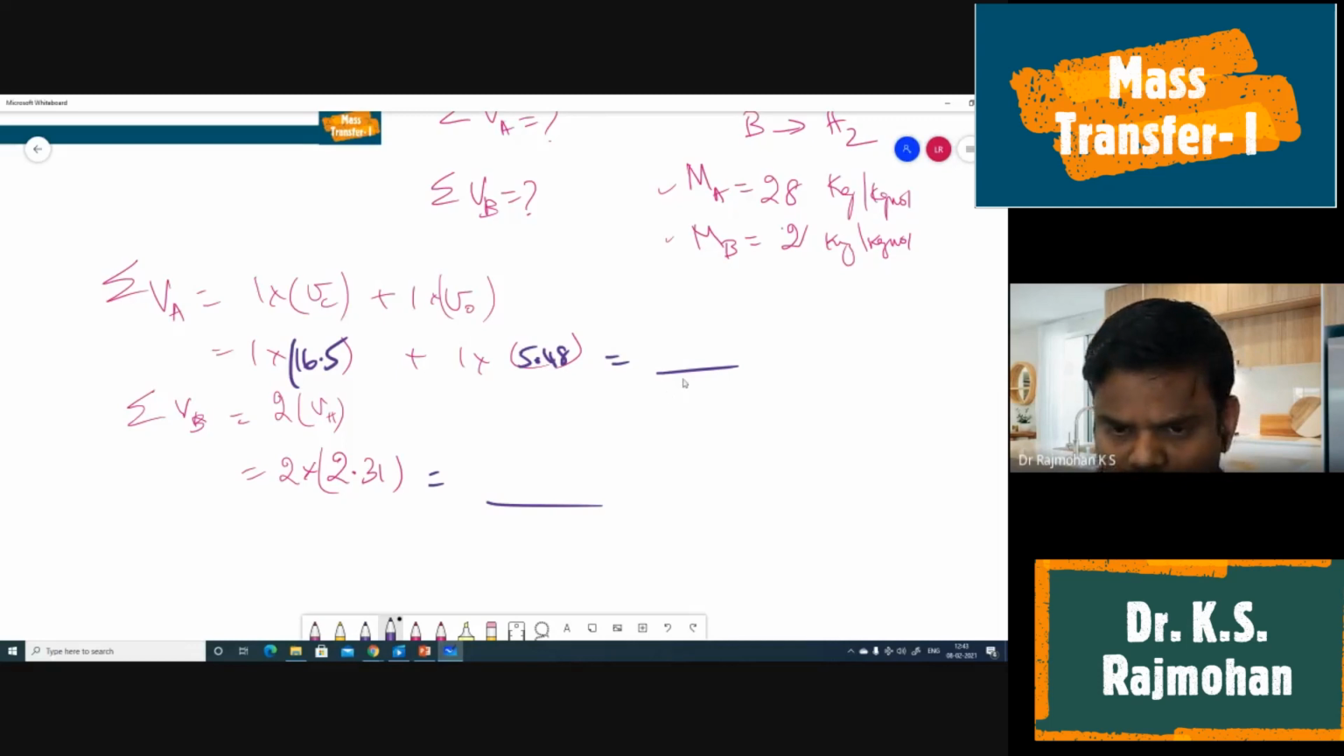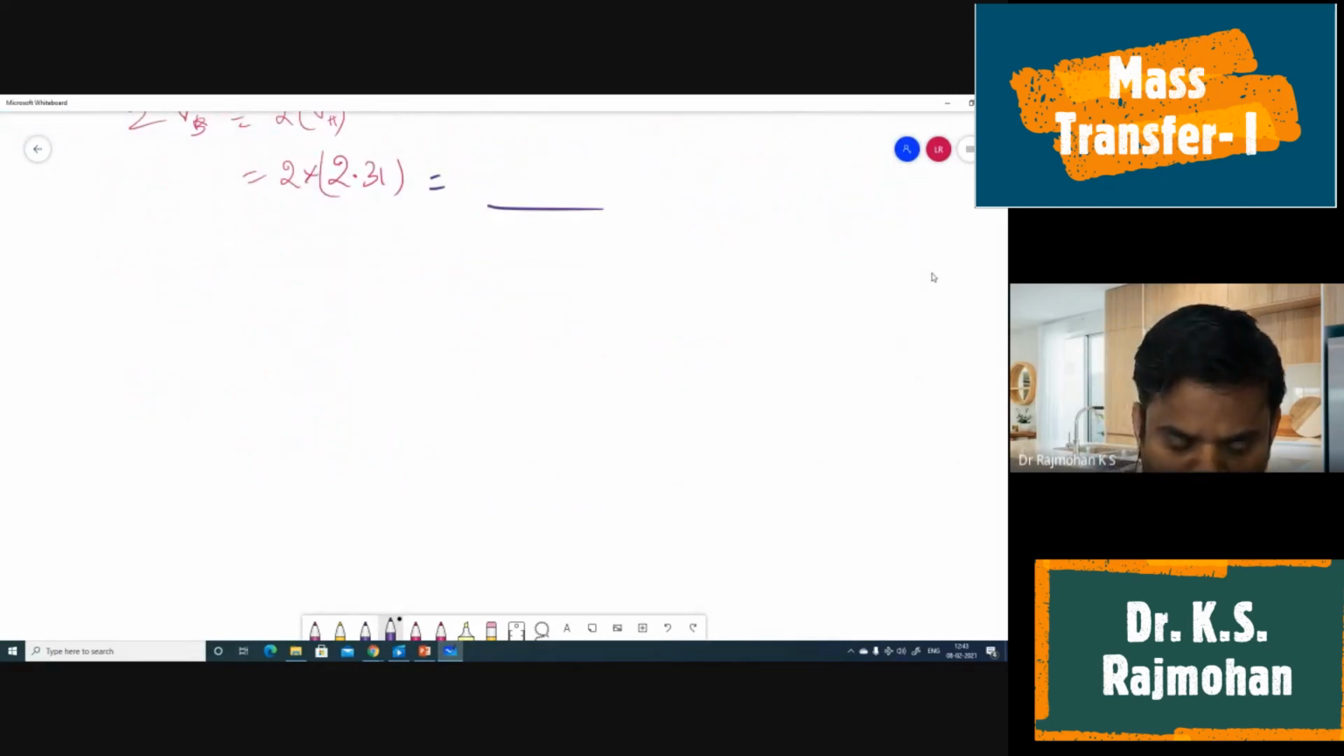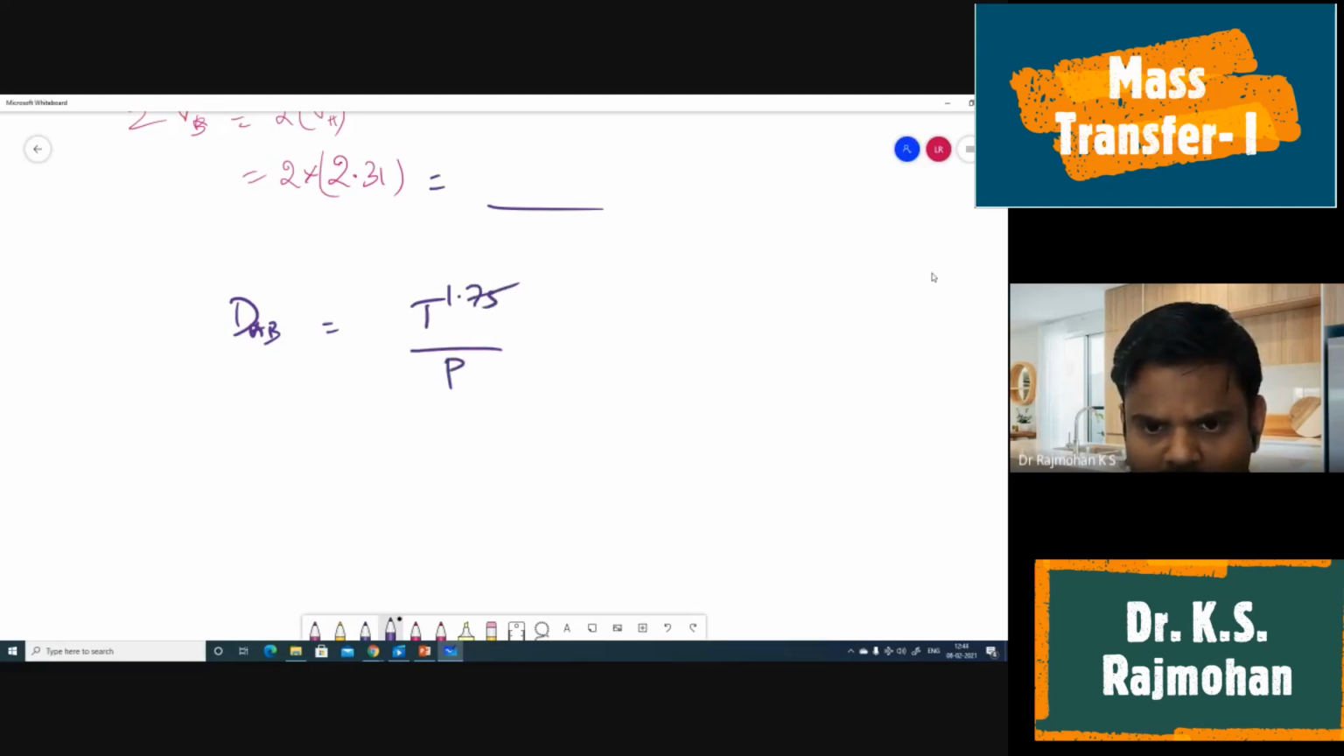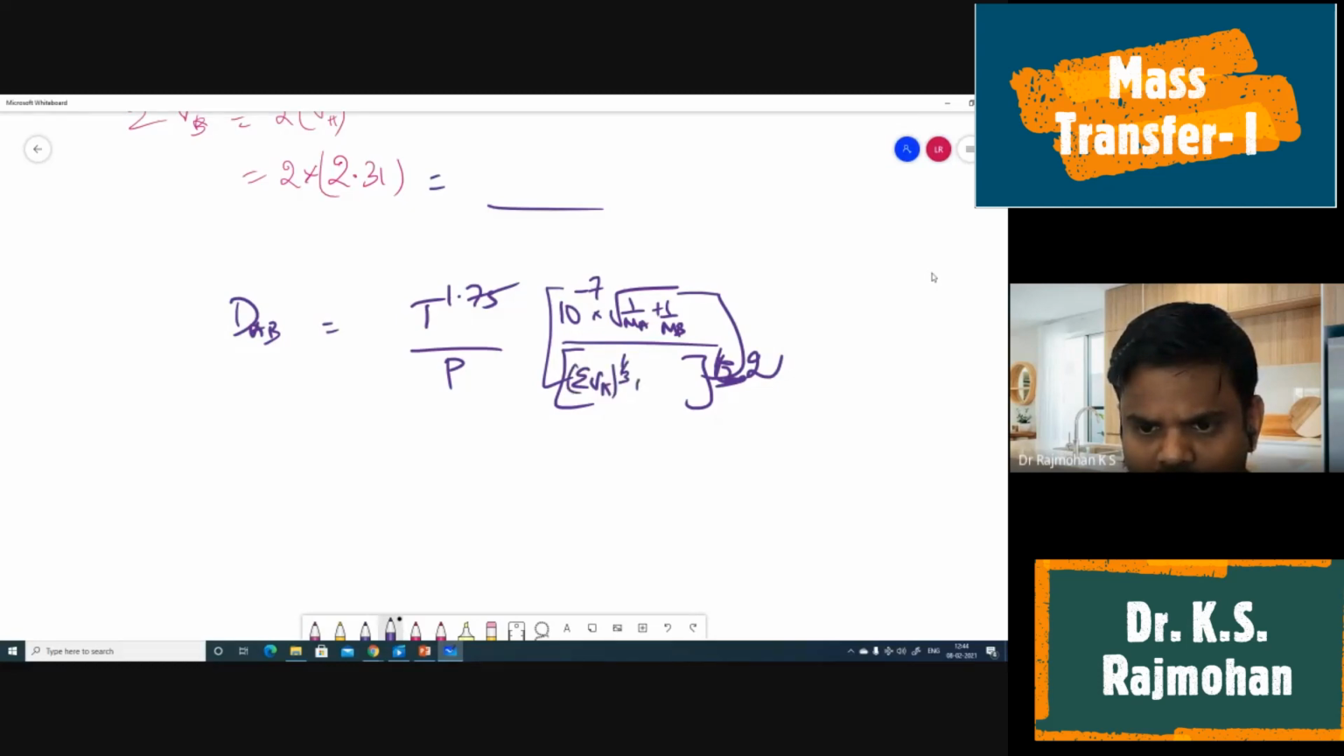Since we have three cases in the same problem, what we can do is simplify the expression. What is the given expression? We have DAB is equal to, there are two terms except temperature and pressure. You can determine the value of that. So what are the remaining terms here? You have 10 power minus 7 square root of 1 by MA plus 1 by MB, right? And we have this whole square, right? What is that? Summation of VA power 1 by 3 plus summation of VB power 1 by 3.